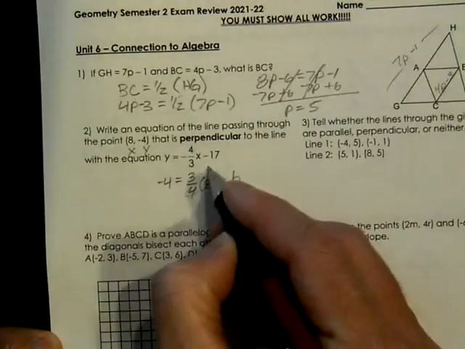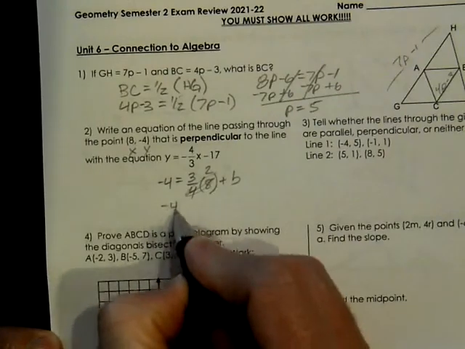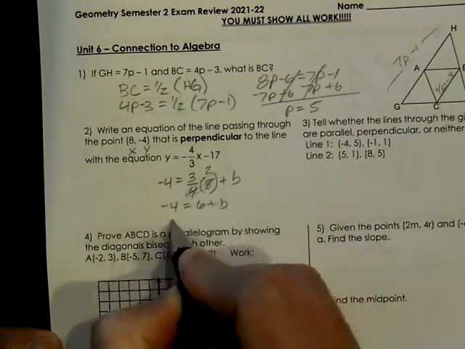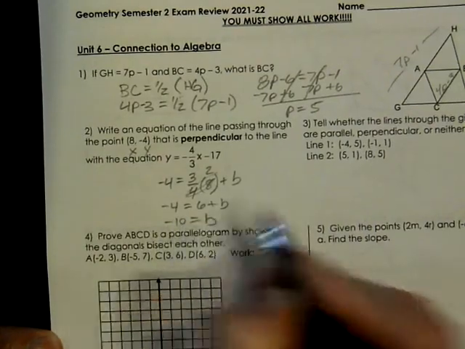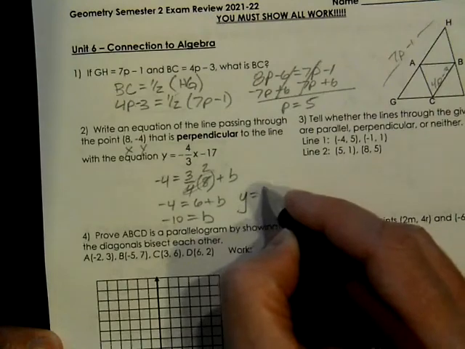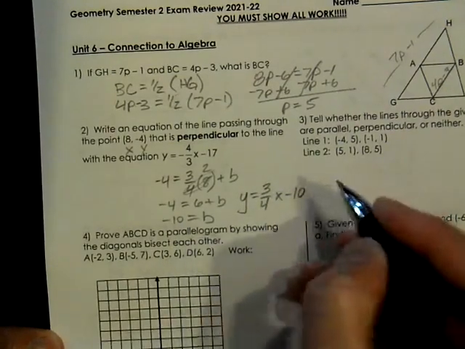So this can reduce to become a 2. So we've got negative 4 equals 6 plus b. So negative 10 equals b. So our equation is going to be y equals 3/4 x minus 10.